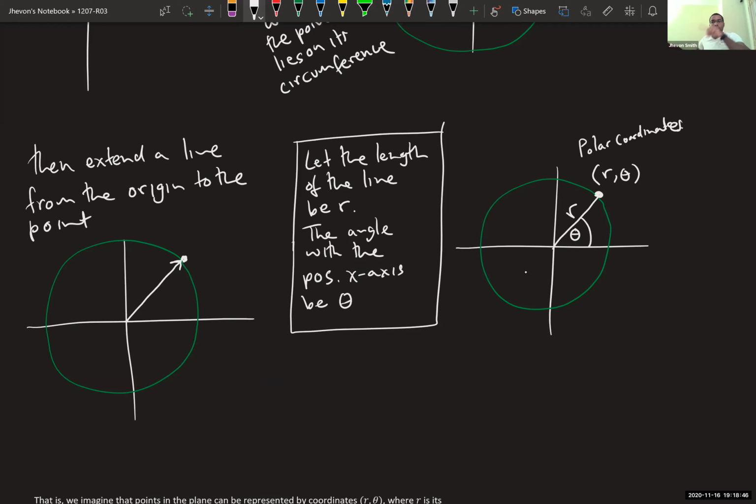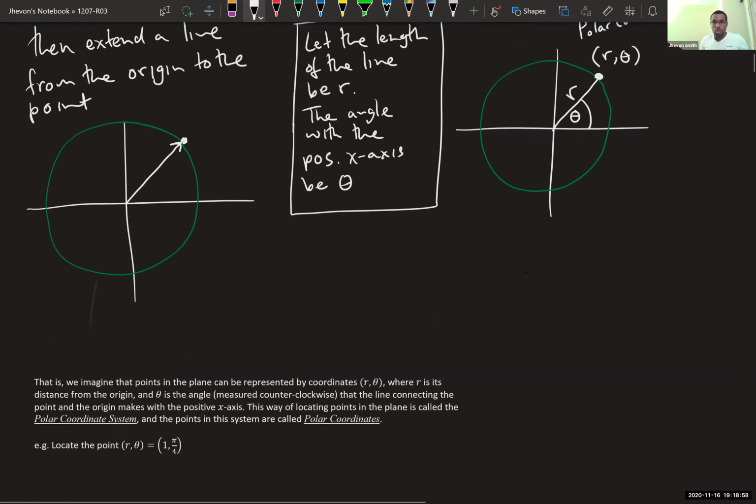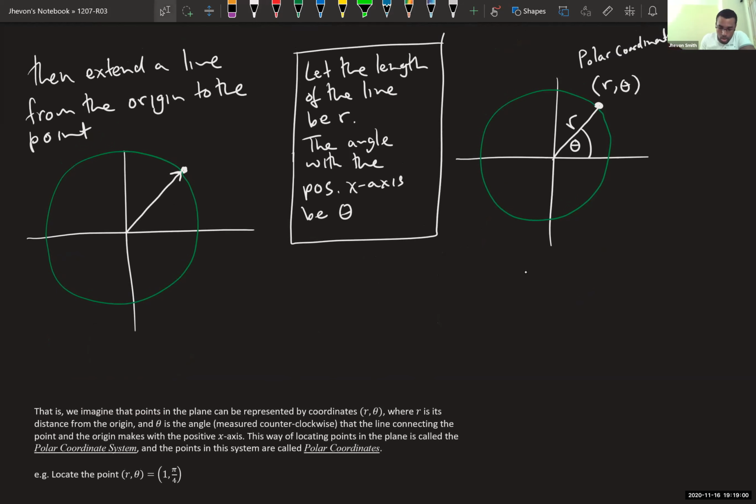So instead of telling me about the rectangle, how far do I move on the x and how far do I move on the y? Instead, what you're going to tell me is how far am I away from the origin and what angle to the positive x-axis am I making? And you can actually achieve a point by the same thing. So given r comma theta, I can move at an angle theta, extend from the origin a distance r, and I will hit the point.